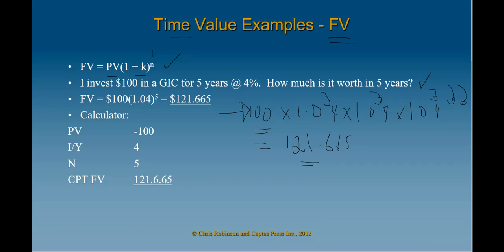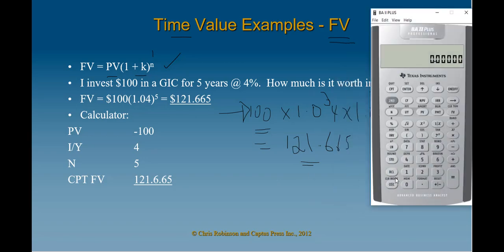Okay, but if I bring up the financial calculator and use the algebra, how else can we do it? So let's just follow it. It's 1 plus the interest rate. So 1 plus 0.04, that's 4%, gives us 1.04. We're going to do y to the x for 5 years, and we're going to multiply that times our $100 present value, and we get 121.665.